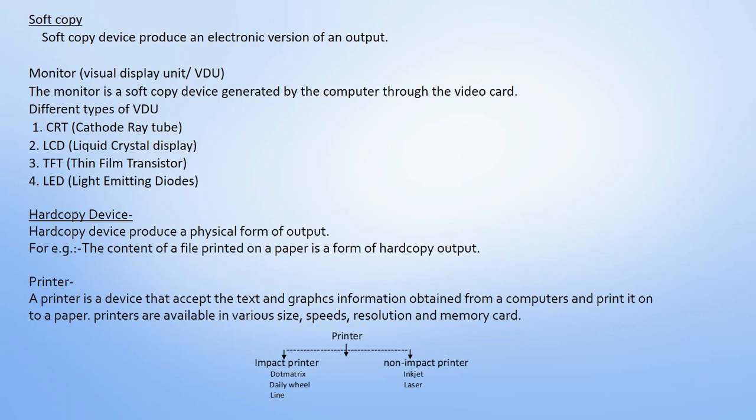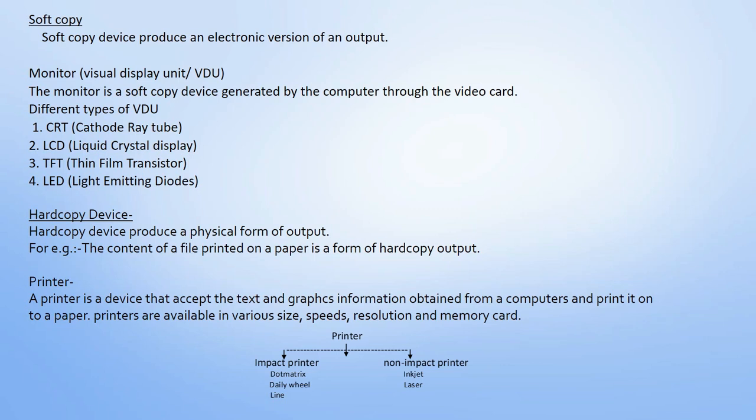So soft copy devices produce an electronic version of an output. The first one is your monitor, that is nothing but called your visual display unit, or in short we can pronounce it as VDU also. So it is a soft copy device, generated by the computer through the video card, and different types of monitors are there. That is your CRT monitor is there, LCD monitor is there, TFT monitor is there, LED monitor is there.